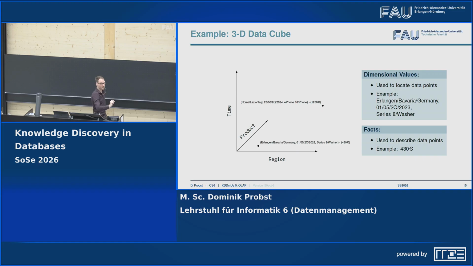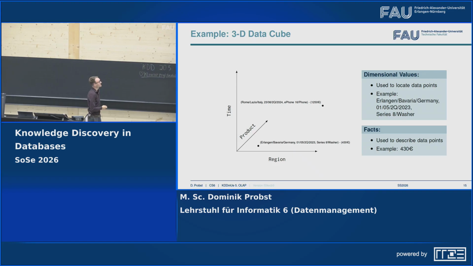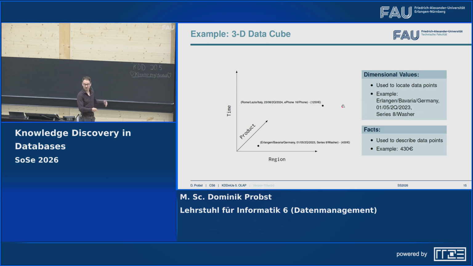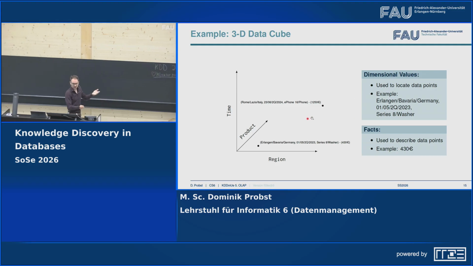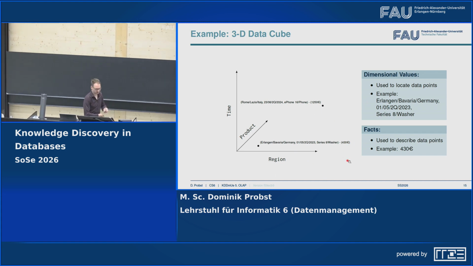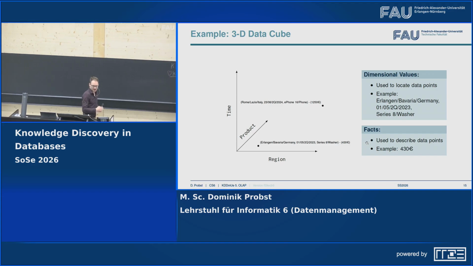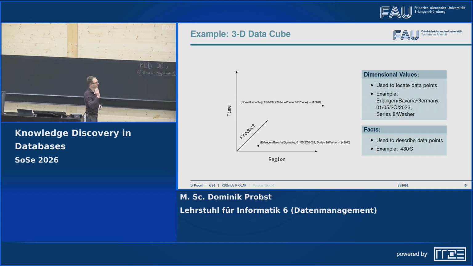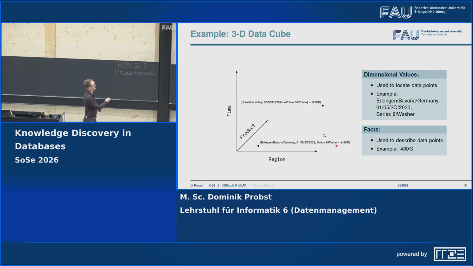The most granular sale that can occur. Of course, we are storing some facts with these sales as well. In this case, the price we used to make this sale: 1,250 euros for the iPhone and 430 euros for the washing machine. These are single facts. So the prices are facts.